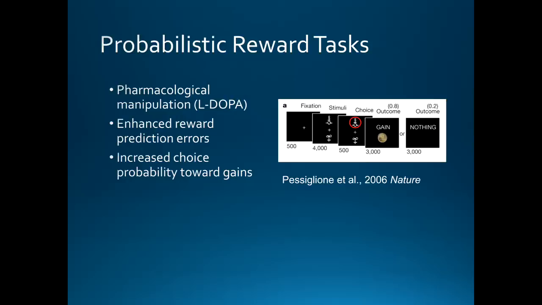You have a question? Yes. So this is the way that they're measuring this sensitivity. With this kind of task, you basically have to try out different options and figure out through that which symbols are more likely to be associated with reward. So increased choice probability towards gains is just the way that they measure it. People are more likely to make choices that have previously been associated with reward.